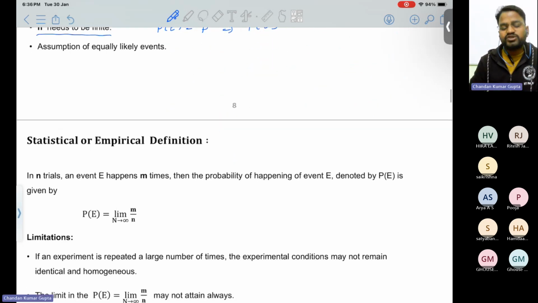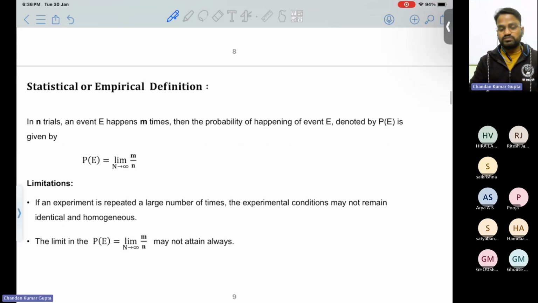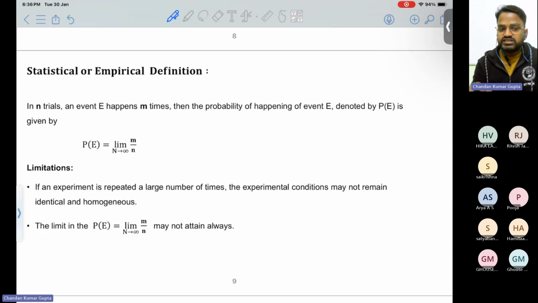Okay, so these are the drawbacks of this definition. Actually, sir has already taught these things, but this is my first class, so we are going to discuss some basic topics. Now the second one is the statistical or empirical definition, also called the relative frequency definition. Satya has told the same thing. In this, if the trial is infinitely large, we take the limit. Here I think this should be small n. Small n tends to infinity.